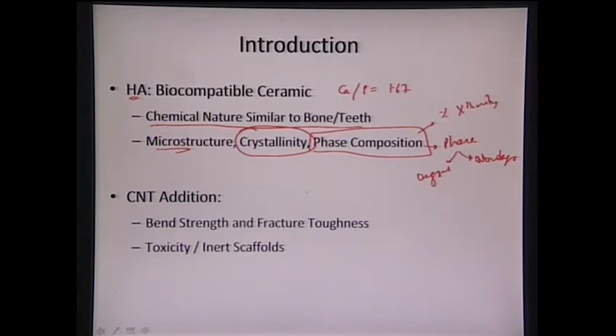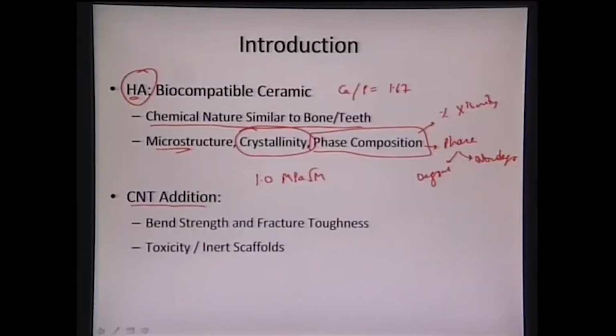But the basic problem with hydroxyapatite is that it is a ceramic and therefore very brittle. Its fracture toughness is on the order of 1 megapascal root meter, which is very poor. We often see that a ceramic, once we drop it, basically breaks. So to enhance its mechanical properties and fracture toughness, we add carbon nanotube, in order to increase its bend strength and fracture toughness. Fracture toughness is a key part in adding the reinforcement of carbon nanotube.